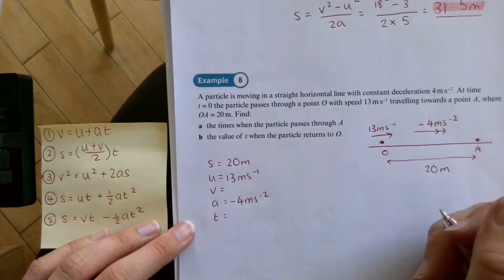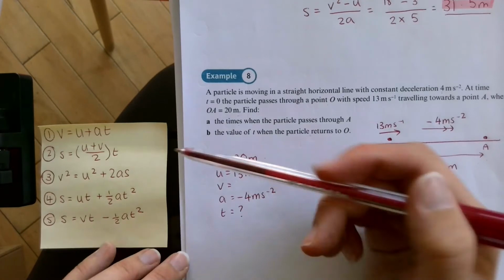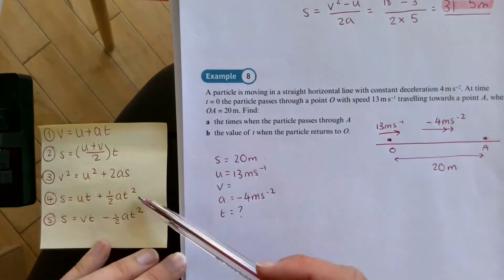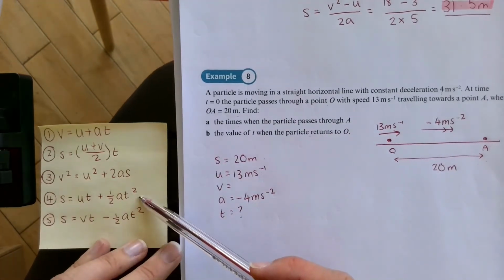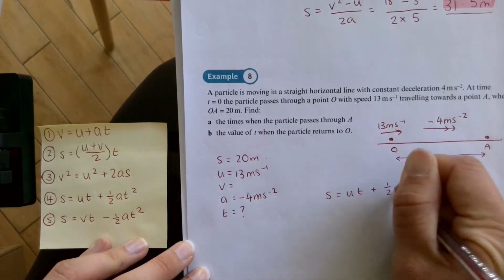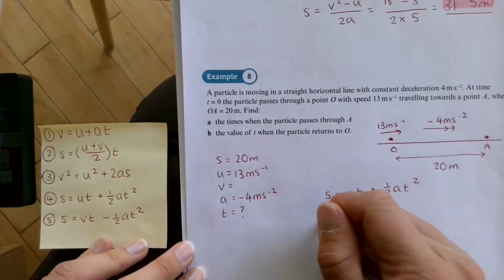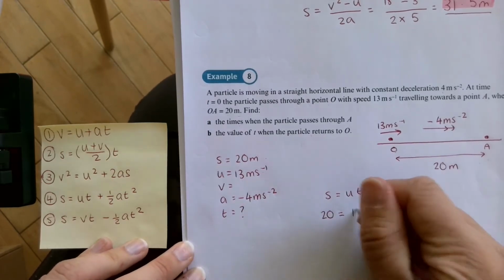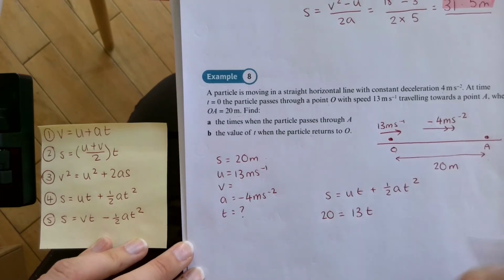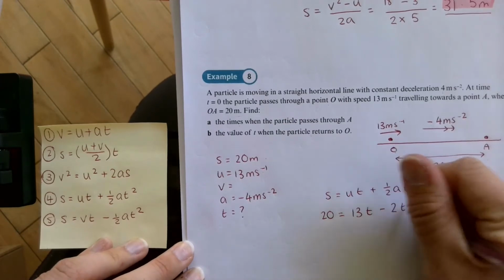So let's have a look. I've got S, U, and A, and I'm trying to find T. So if I look at these formulas, I'm going to use formula 4, because that is the only one that does include V. So S equals UT plus a half AT squared. And let's put in the values we know. So S is 20, U is 13, I don't know T, so I'm going to leave that as a T, plus a half A, so a half A being negative 2, T squared.